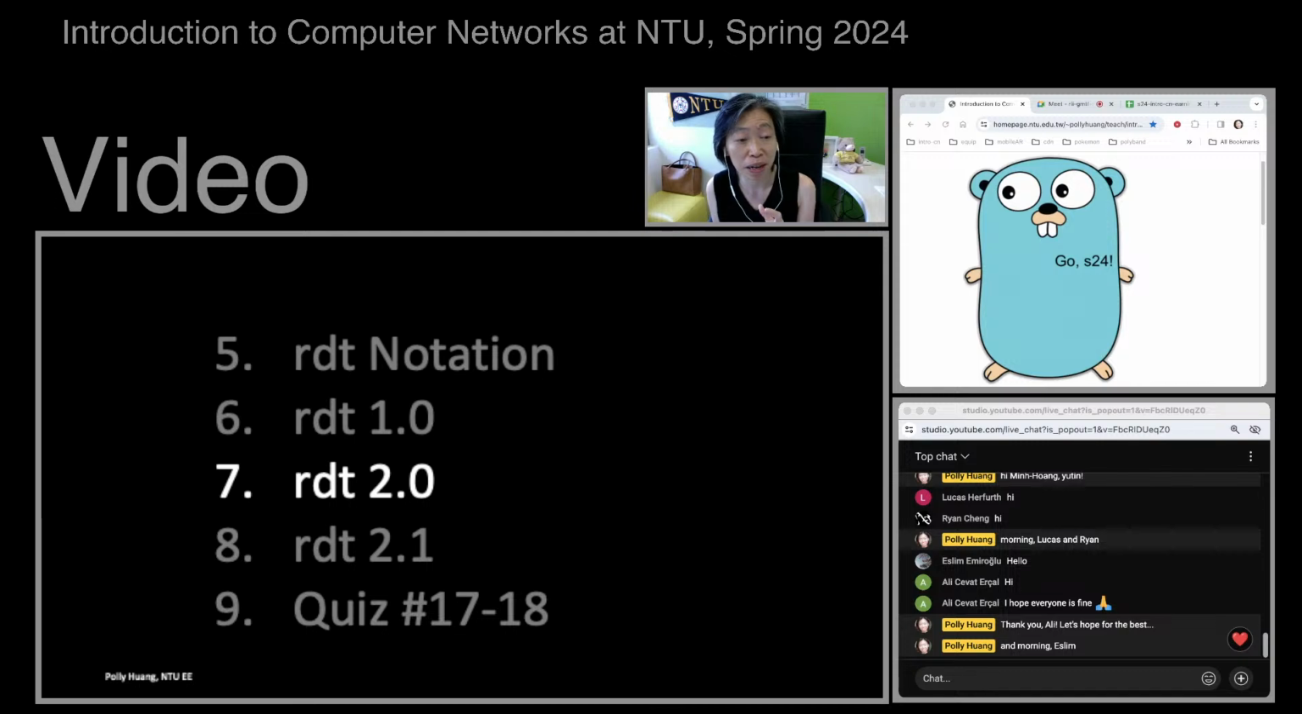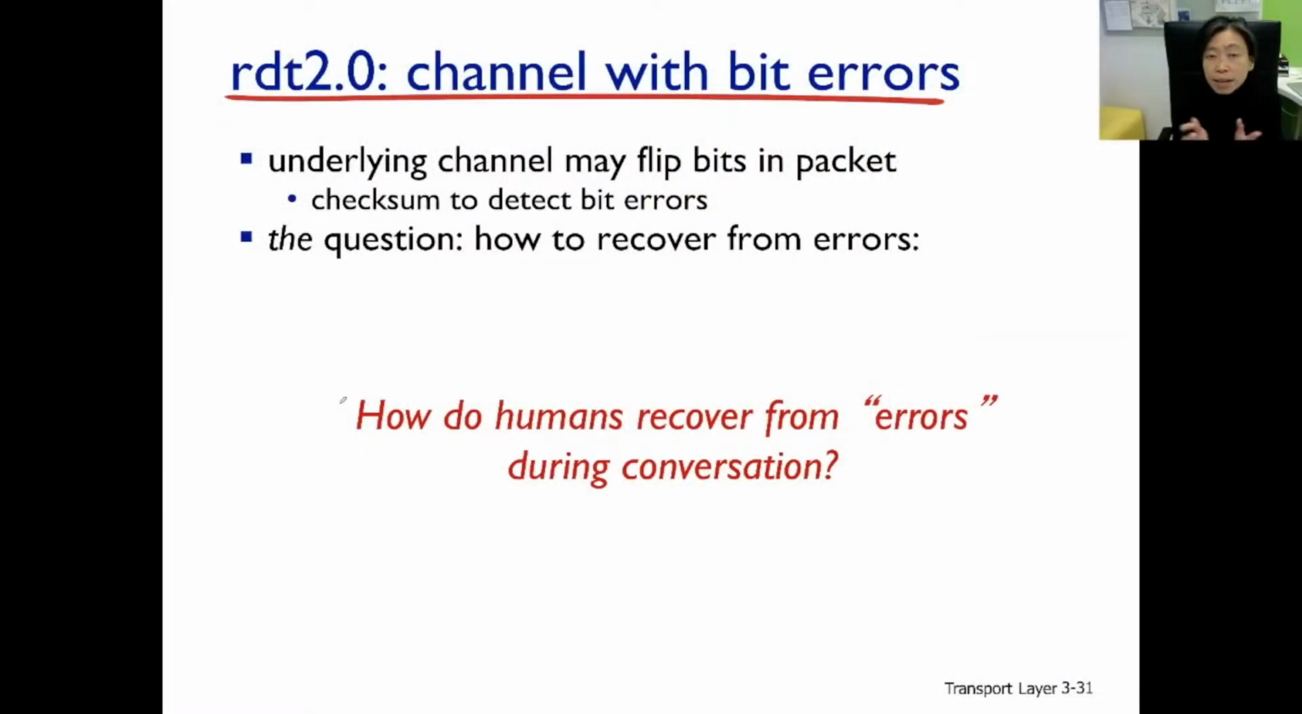Now, let's start RDT 2.0. This one is a little bit more interesting because we have relaxed the assumption such that there are going to be bit errors in the underlying channel. So there's still no packet loss, right? This is the basic idea of RDT 2.0. The channel is no longer perfect, but it's not so bad either.